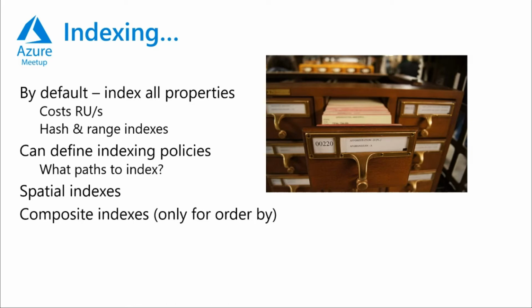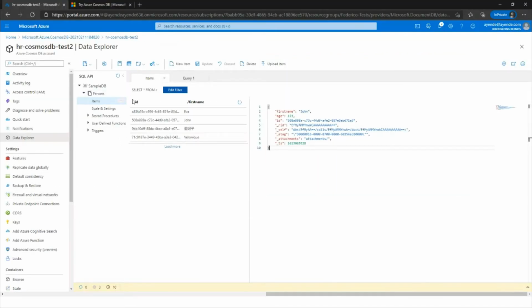In terms of the actual indexing, you have hash indexes, which give you exists or does not exist, or range indexes, which are quite useful for range queries. But in most cases, you would say, oh no, I don't want to index everything. That's too expensive. I want to define indexing policies. What are the paths that I'm going to index? I want to index just first name. That is how I'm going to query stuff.